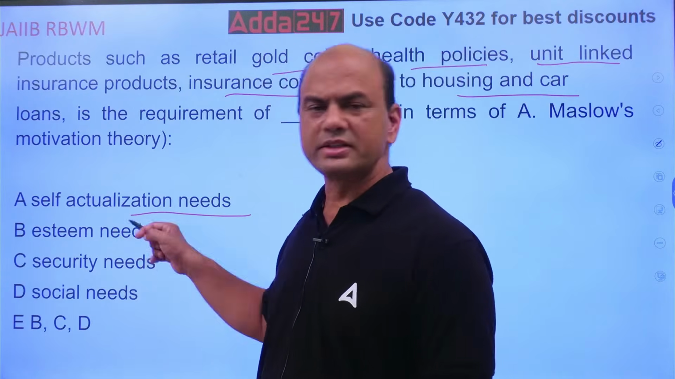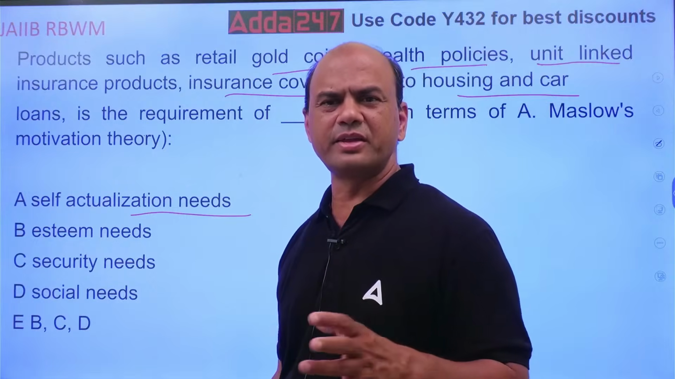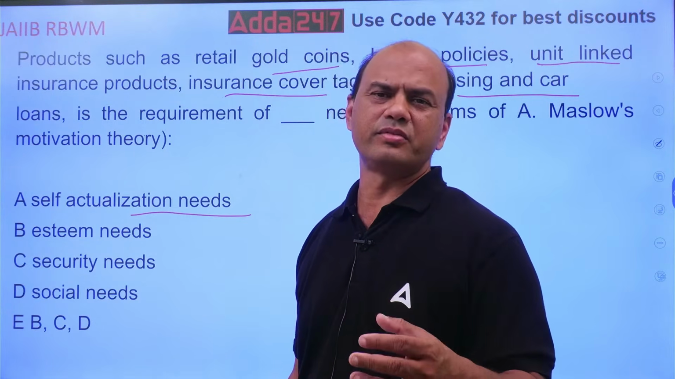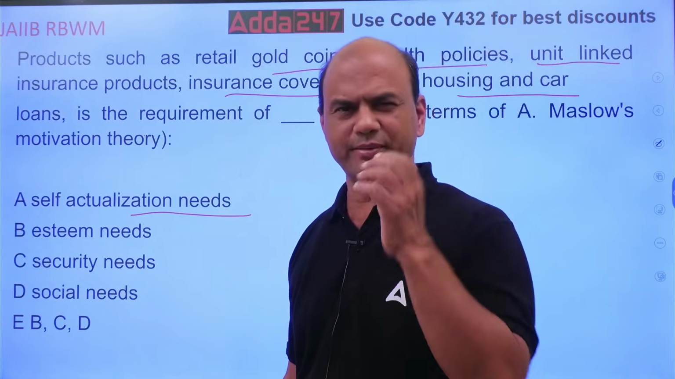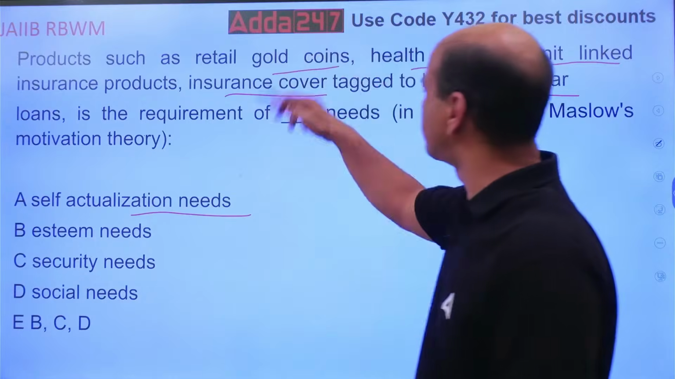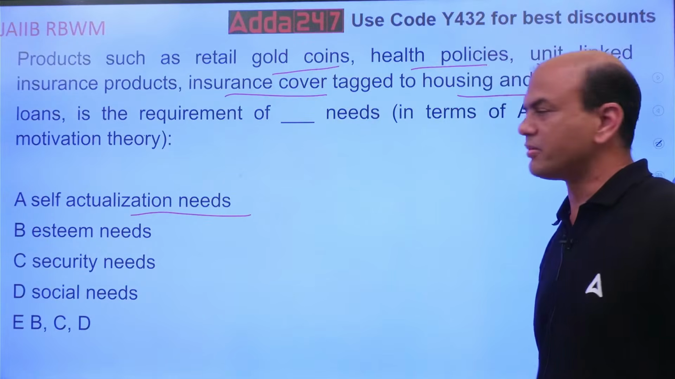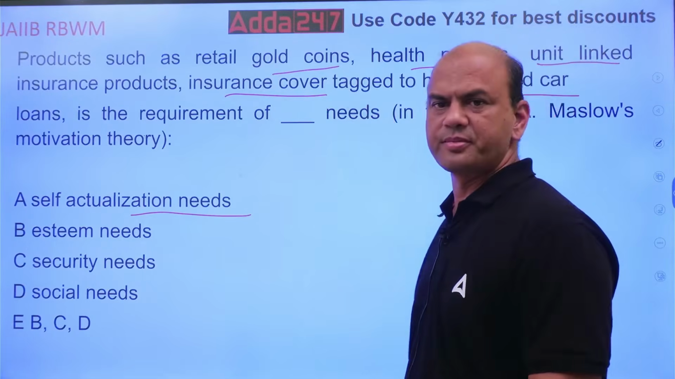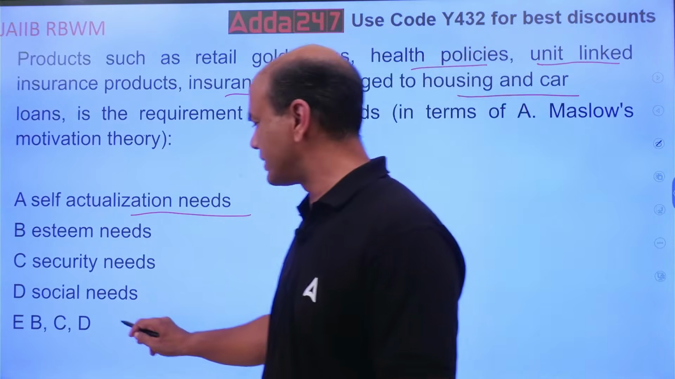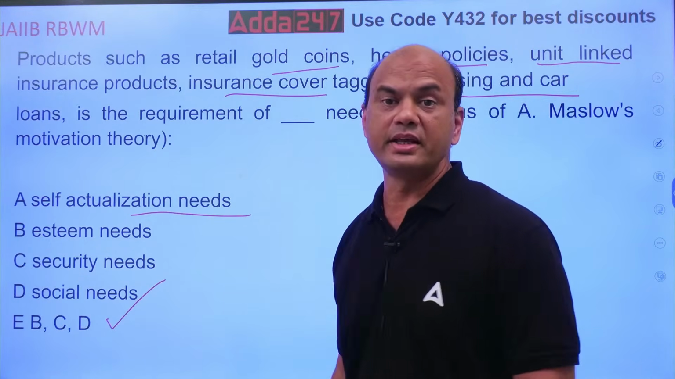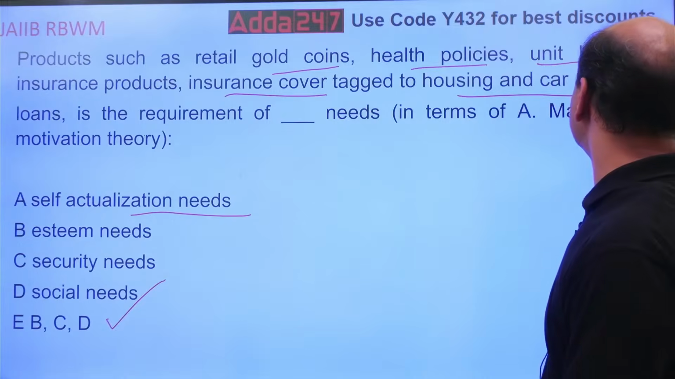All these remaining ones are in the category of roughly age 20 to roughly 40-45. So what happens? These persons will invest in all these products. But this old person rarely will invest in insurance. So that's why the answer becomes B, C and D.